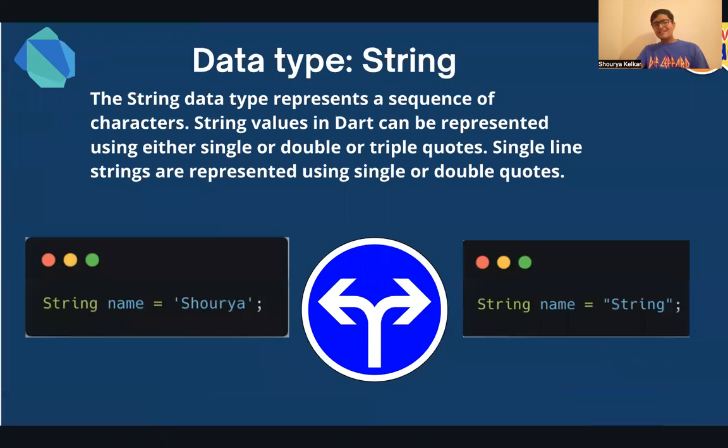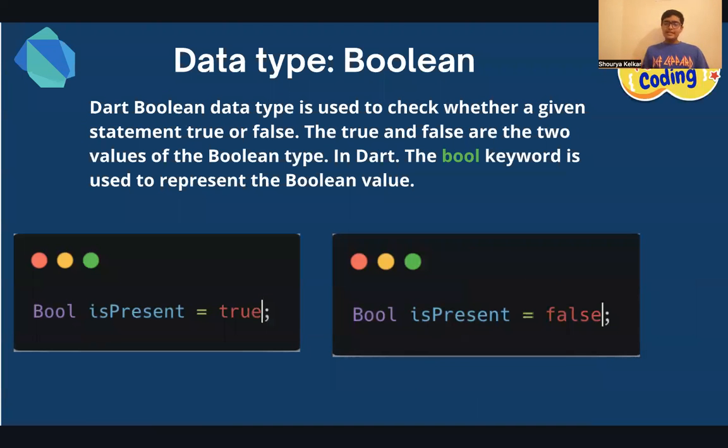The string data type represents a sequence of characters that can include spaces and numbers. So you've got "Tom is 8 years old." There's a space there, and 8 is a number, you can include that. They can be shown using either single quotes or double quotes. Now let's look at Boolean. Boolean is used to check whether a given statement is true or false. So, am I present equal to true, or am I present equal to false.